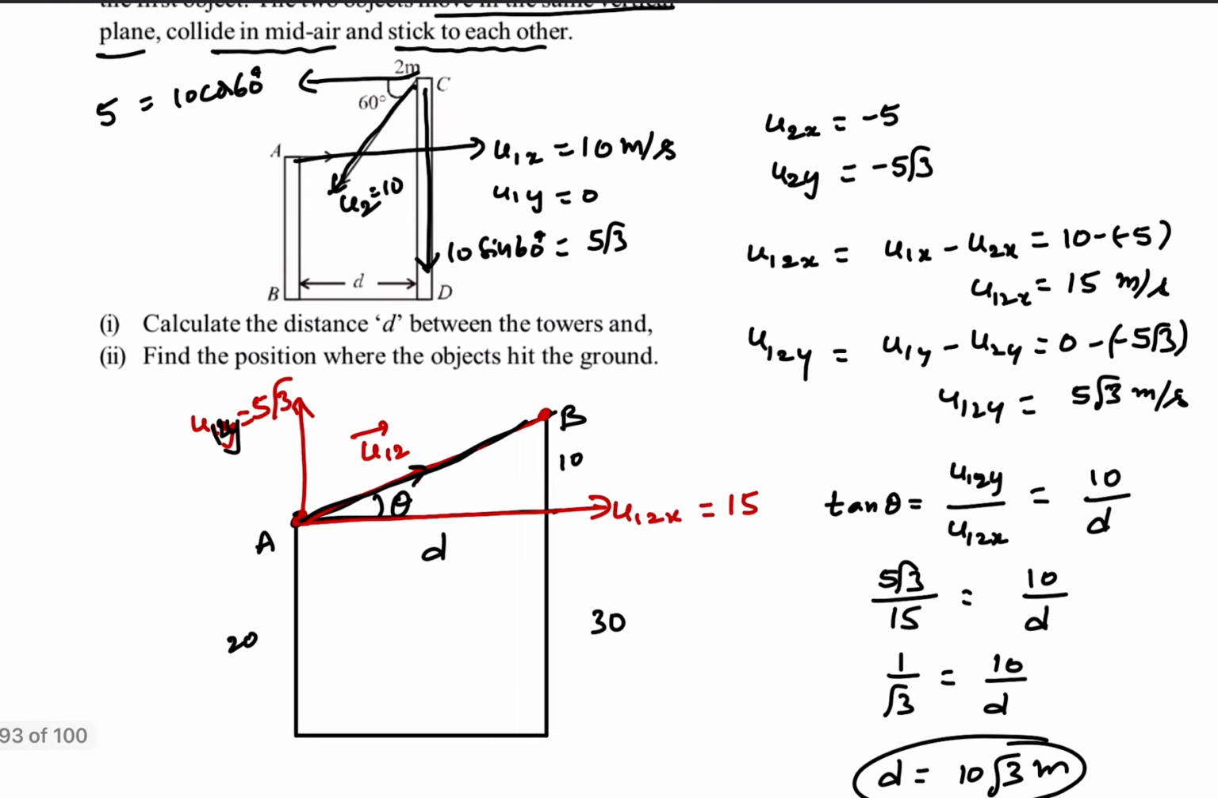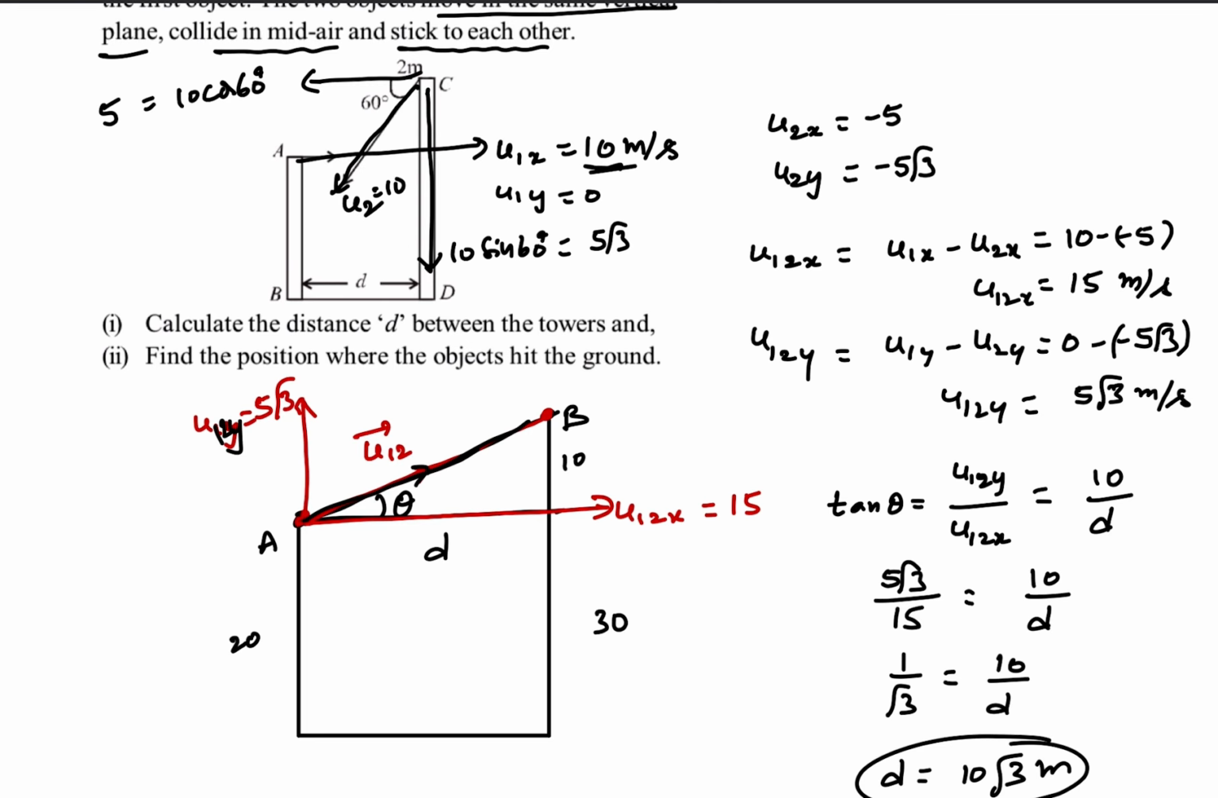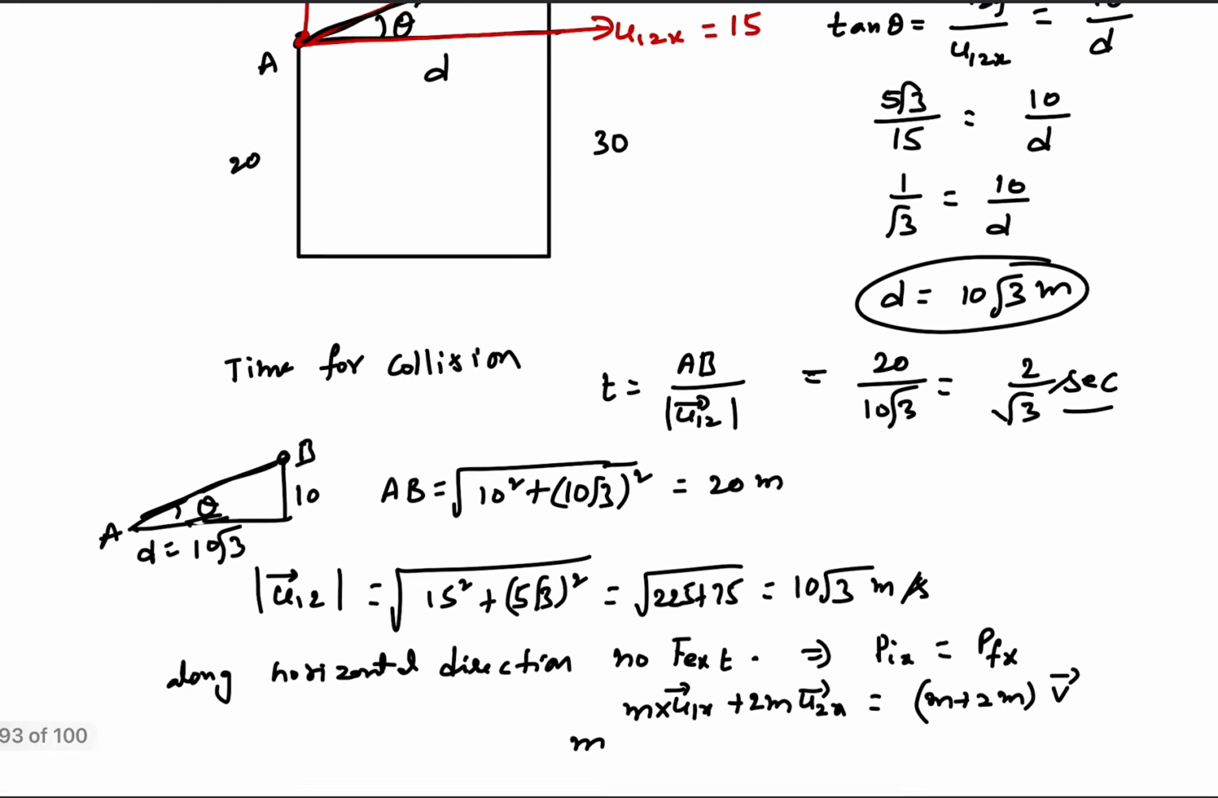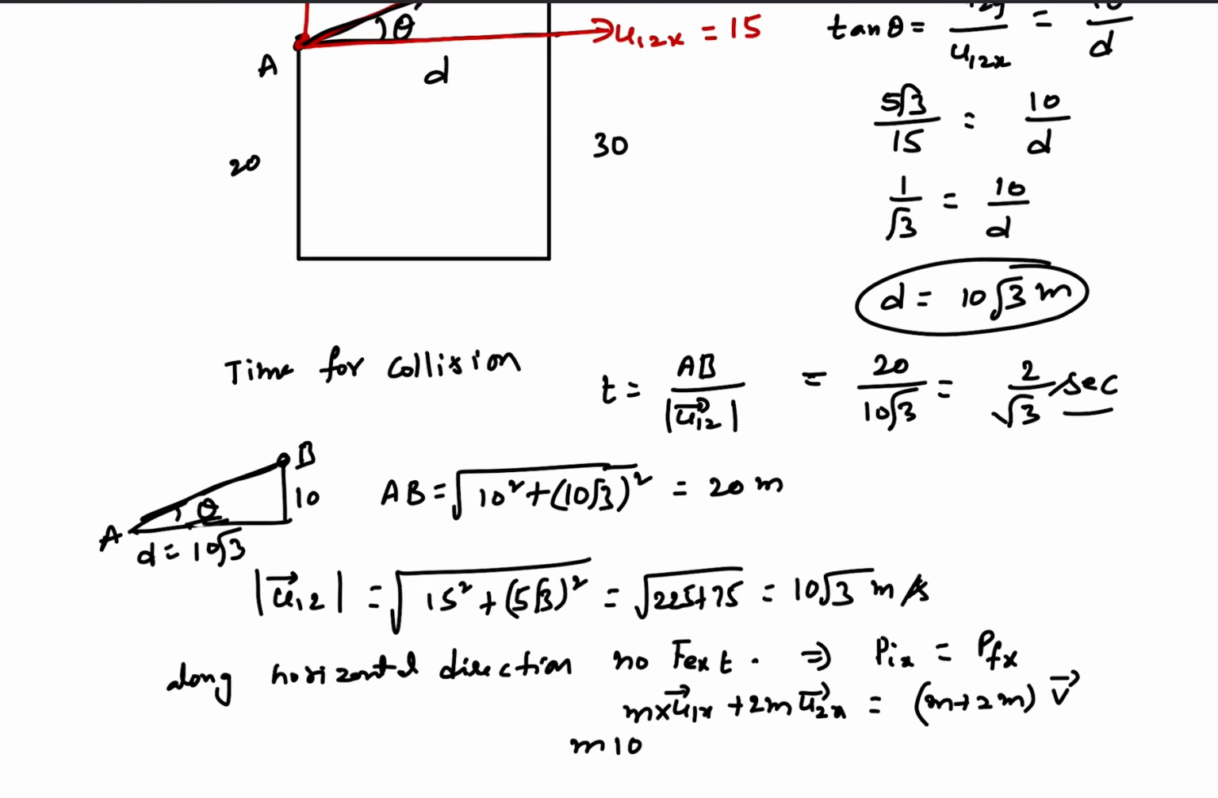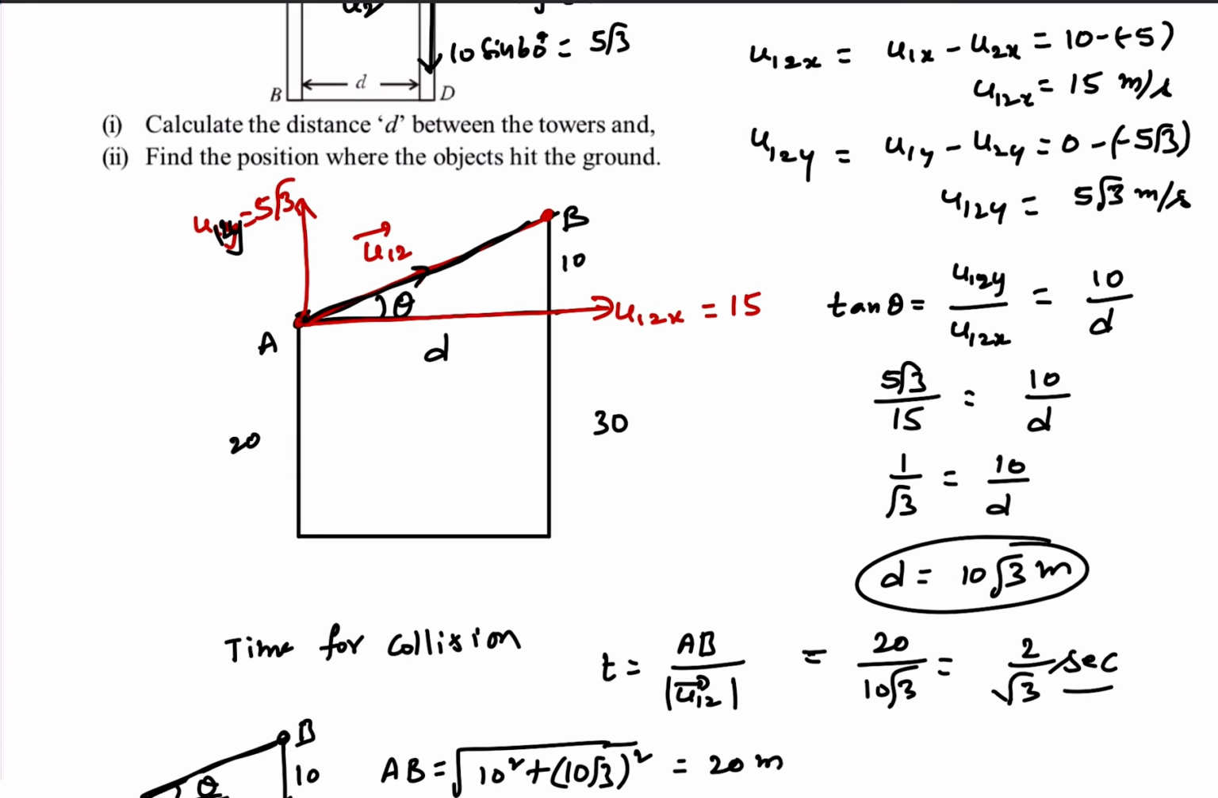Now you can write M into u1x value is equal to, you can see, 10, u2x is 5. So I can write the 10 i cap plus 2m into minus 5 i cap. That is equal to 3m into final velocity. As left side is 0, v bar is equal to 0. Finally they come to rest.